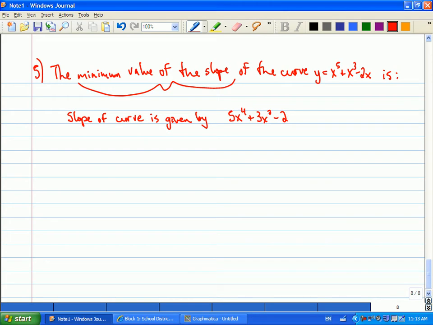Now this is for the slope. This is the function you're trying to minimize. So that means I got to take another derivative in order to look for critical points. So the derivative again will be 20x cubed plus 6x. Because this is the curve, this is the slope, and this is the derivative of the slope.